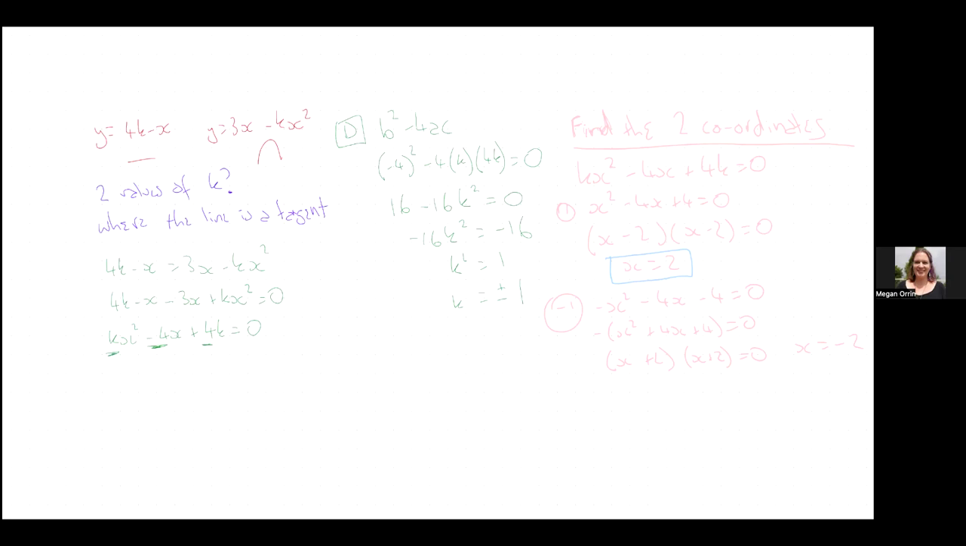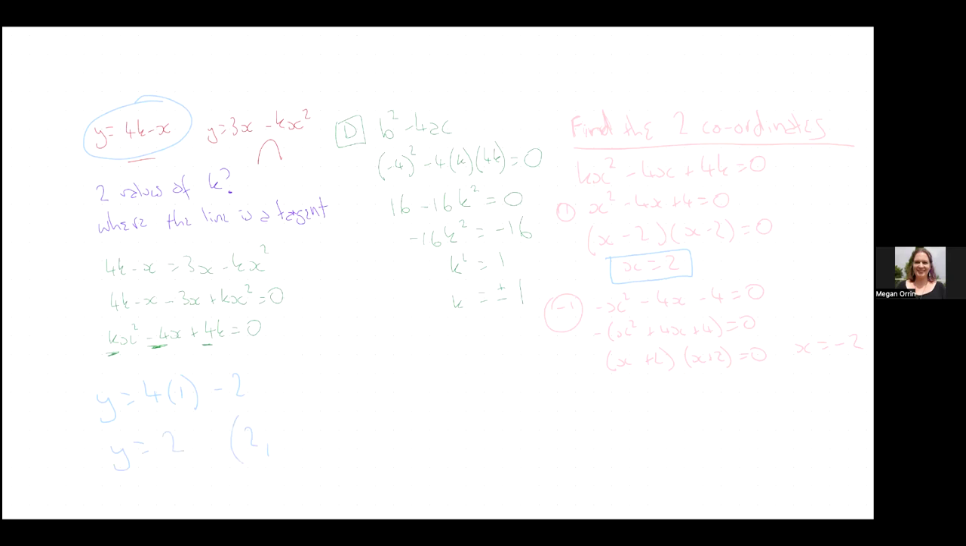Okay, so this one over here, I'm going to take this equation up here. So I've got y equals 4k, which we said is 1, minus x, which is 2. So y is 4 minus 2, which is 2. So that coordinate is 2, 2.